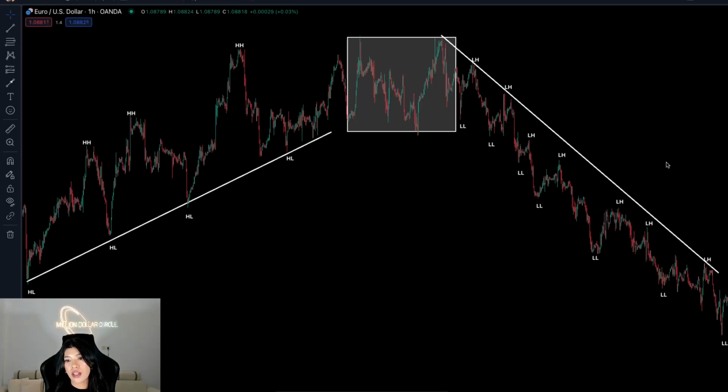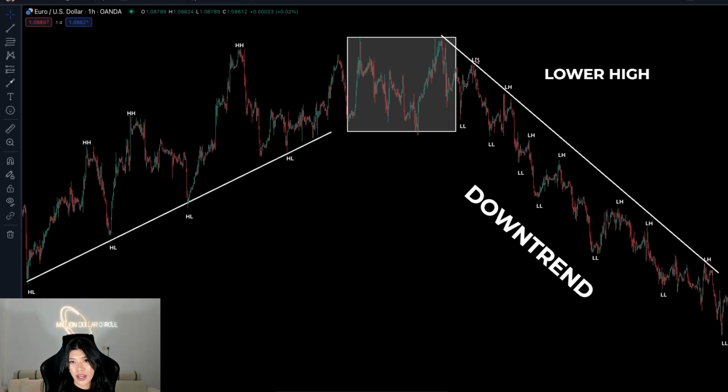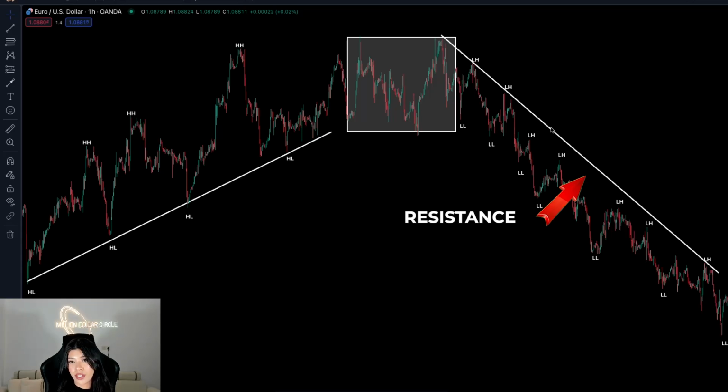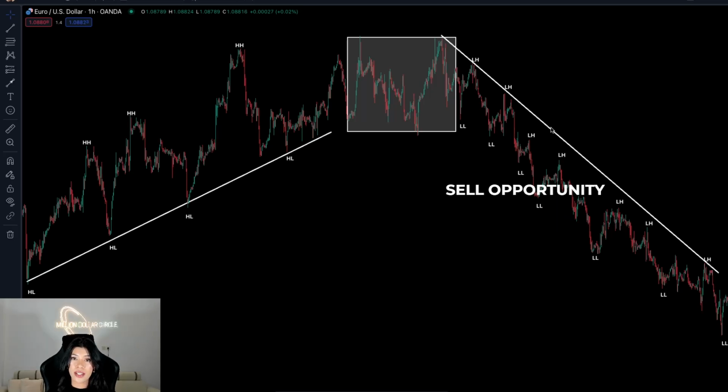Same goes for the downtrend. So for the downtrend, you would connect the lower lows and the lower highs, and you would place your trendline above the trend. That will act as our resistance. So when we find a resistance, what we look for is a sell position.